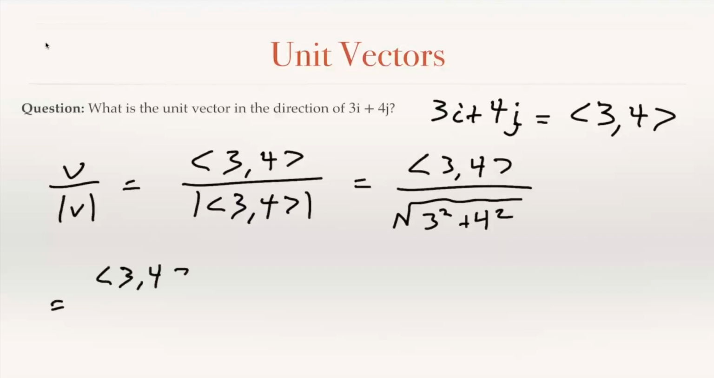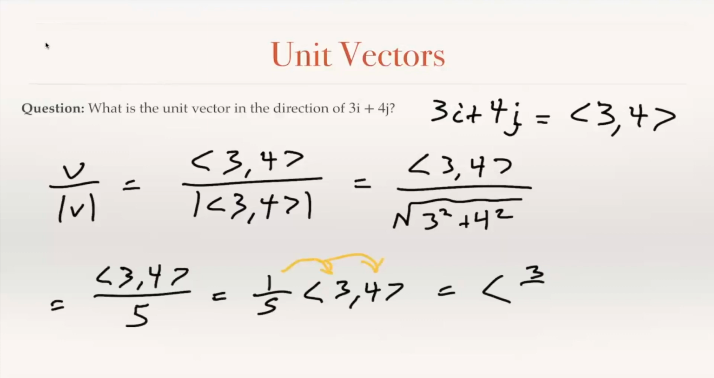And the square root of 25 is 5. So we have (3, 4) over 5. Just to be clear, this is the same as 1/5 times (3, 4). And vector scaling works by distributing the scaling factor to both coordinates. So the unit vector in the same direction as (3, 4) is therefore (3/5, 4/5).